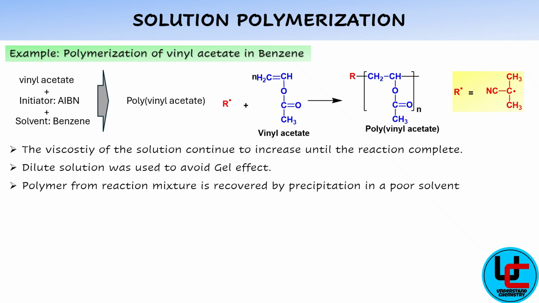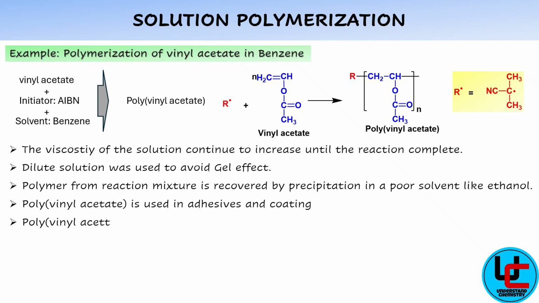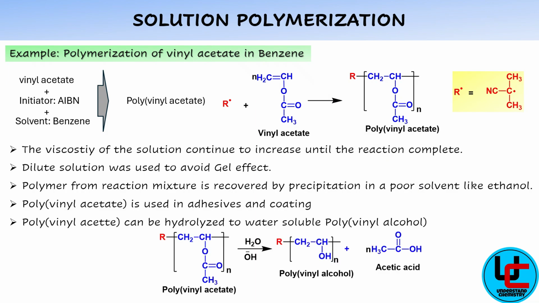Once the reaction is complete, the polymer is recovered by precipitating it into a poor solvent like ethanol. Polyvinyl acetate has important applications in adhesives and coating, but it can also be chemically transformed. Through hydrolysis, typically using water and sodium hydroxide, polyvinyl acetate is converted to polyvinyl alcohol, which is a water-soluble polymer. This reaction also produces acetic acid as a byproduct. Polyvinyl alcohol is widely used in films, textile, and emulsifiers.